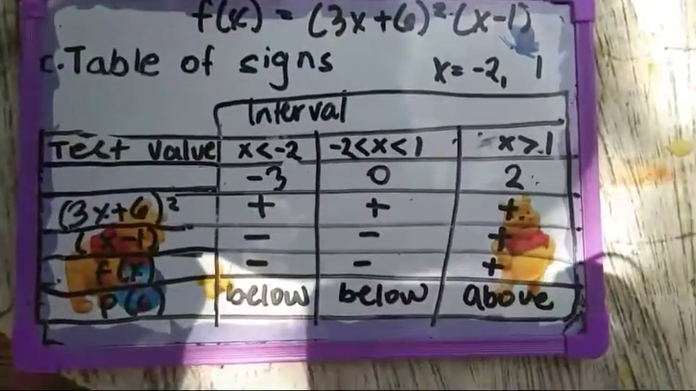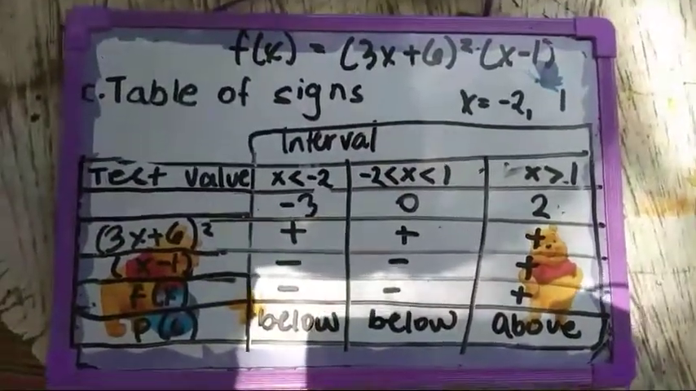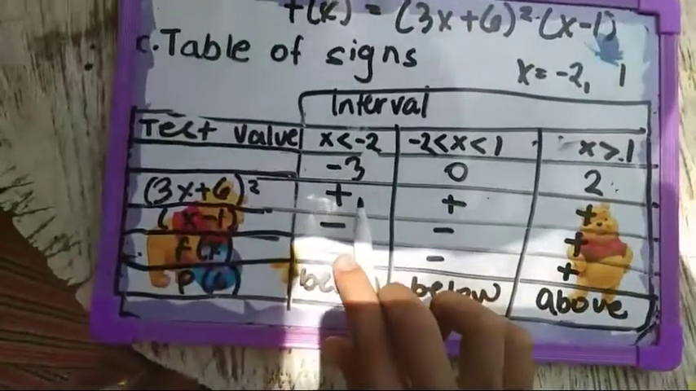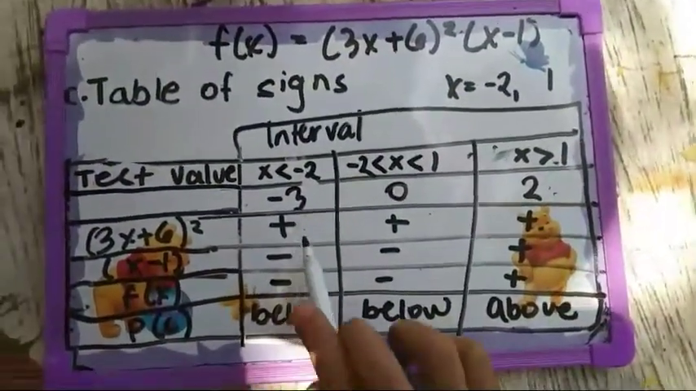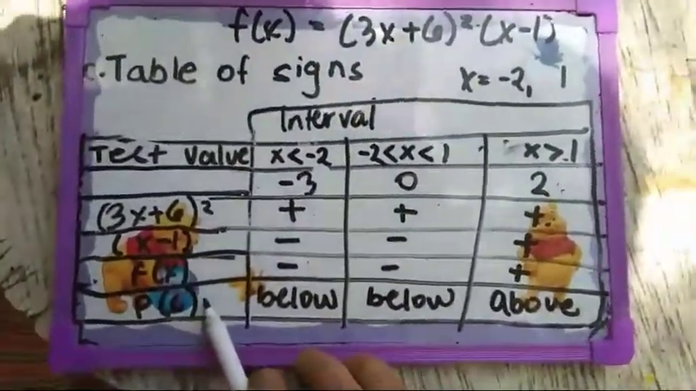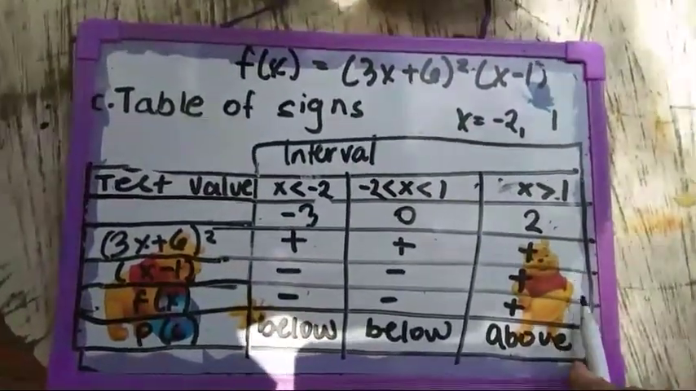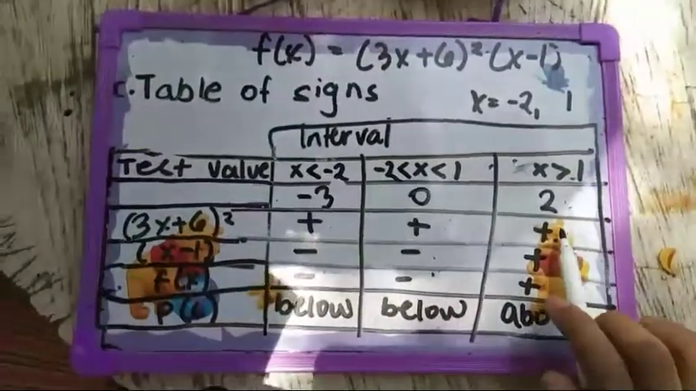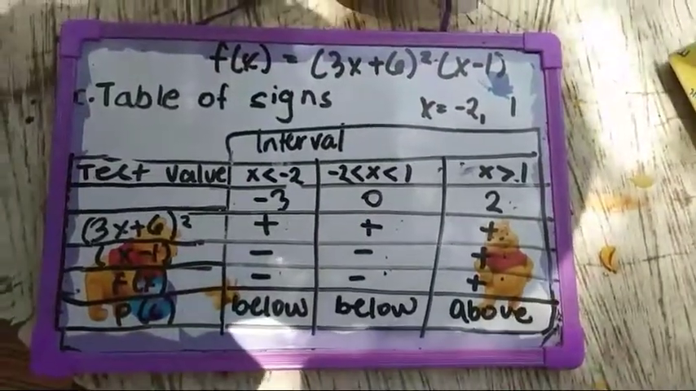So, like we did a while ago, we are going to use the test values and set them as the values of our x. So negative 3, substitute x, that would give you positive. Negative 3 minus 1, that would give you negative. Positive times negative is negative. So the behavior of our graph would be below since our f of x is negative. The same goes for the other number. Positive times negative, negative. Behavior of the graph would be below. Positive times positive, that gives you positive. Behavior of the graph would be above.